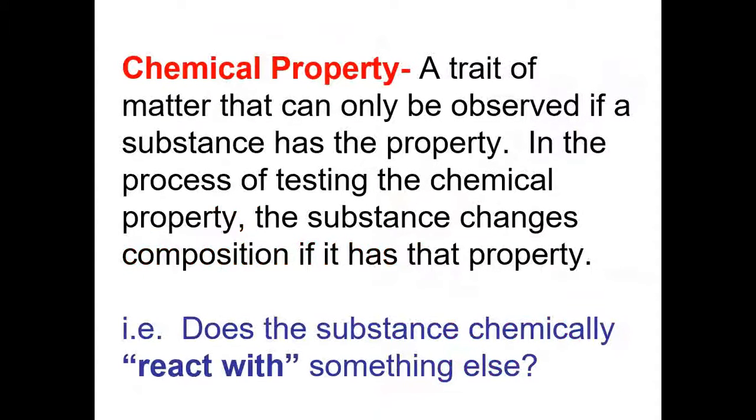Well, then when we move to the chemical property, it's a trait of matter that can only be observed if a substance has the property. Like what? In the process of testing the chemical property, the substance changes its composition, so it's always changed. So when I see change, this means that I'm talking about chemical property. So does the substance chemically react with something else? When we see the reaction, we know that we are talking about chemical property.